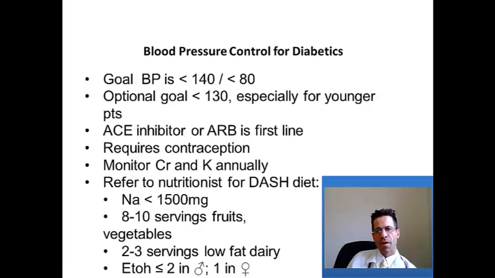Also, anybody with high blood pressure and diabetes should be referred to a nutritionist for a DASH diet, dietary approaches to stop hypertension. This diet has been shown to effectively reduce blood pressure in patients with high blood pressure. Sodium goals in this diet are less than 1,500 milligrams per day. Patients should be instructed to eat 8 to 10 servings of fruit and vegetables a day, 2 to 3 servings of low-fat dairy, and to limit alcohol in men to less than or equal to 2 alcoholic drinks, and in women to less than or equal to 1 alcoholic drink.